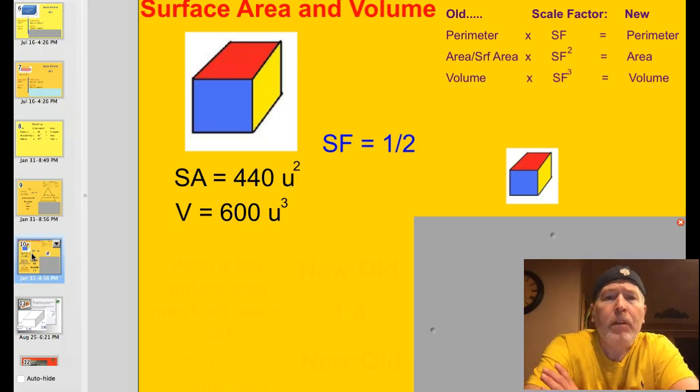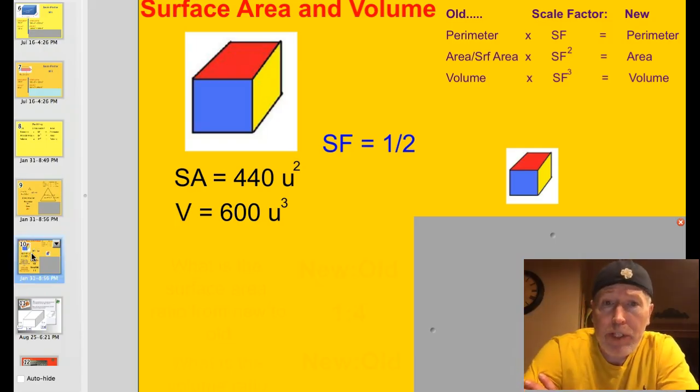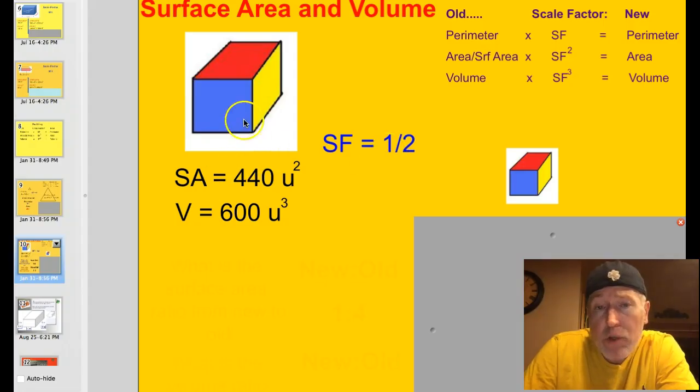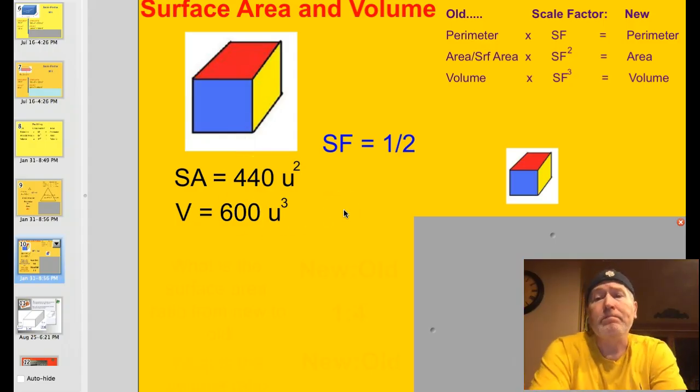All right. See if you can determine the surface area and volume of a new rectangular prism created using a scale factor of 1/2. No dimensions. I'm just giving you the surface area of this rectangular prism and the volume. Go ahead and give it a shot. I got my little cheat sheet up here to help you if you need it.